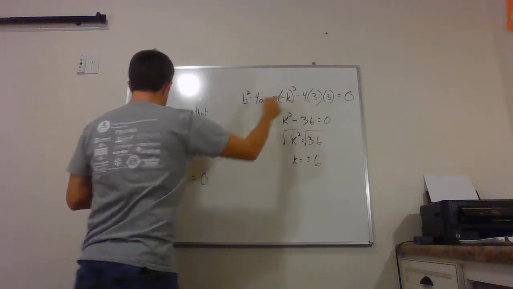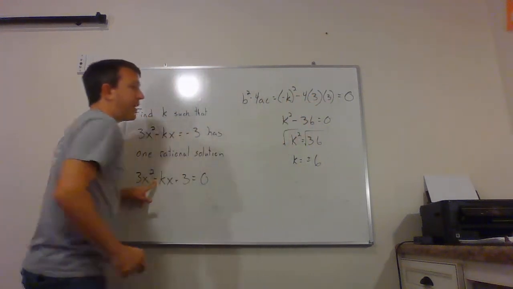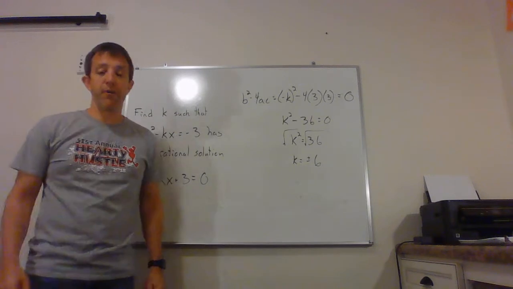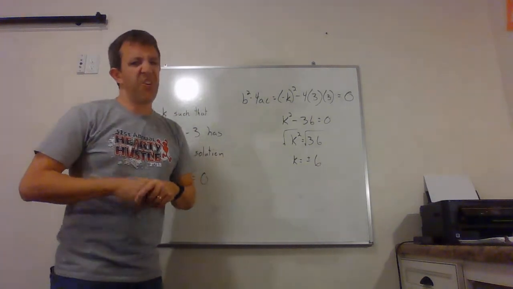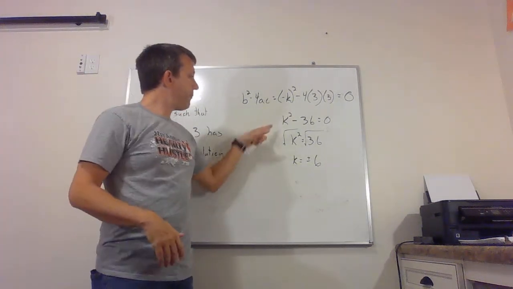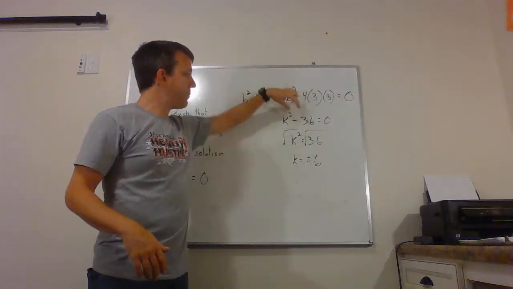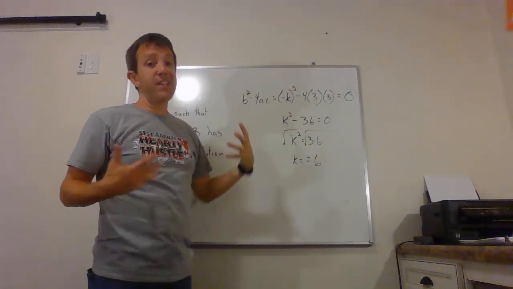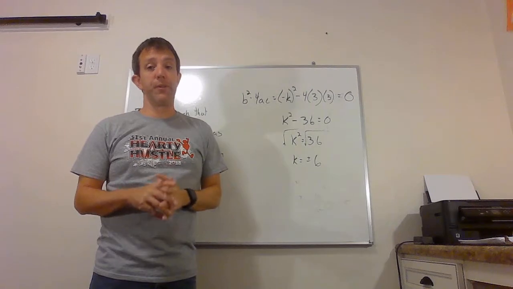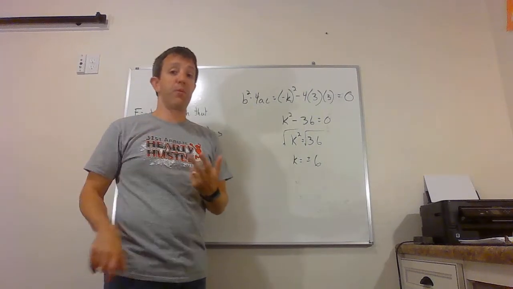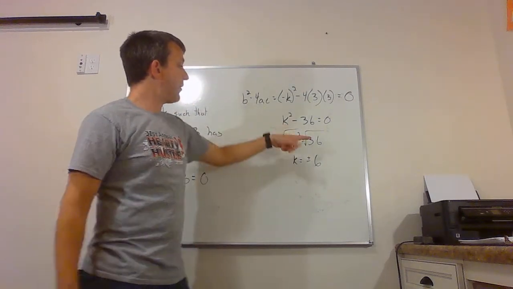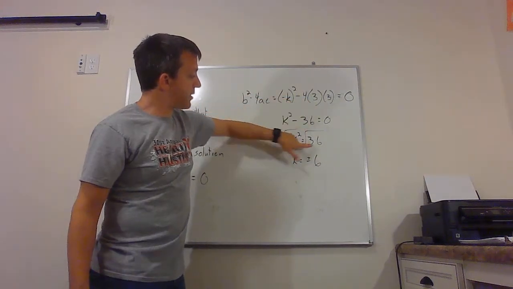Minus 4 times a is 3, c is 3, so we get k squared minus 36 is equal to 0. Now I cheat a little bit here, not a whole lot, just a teeny little bit. I'm just going to add that 36 to both sides because since there is no middle term, I can just solve this by taking a square root, which is going to be much nicer than completing the square or the quadratic formula. So I add the 36, giving me k squared equals 36.